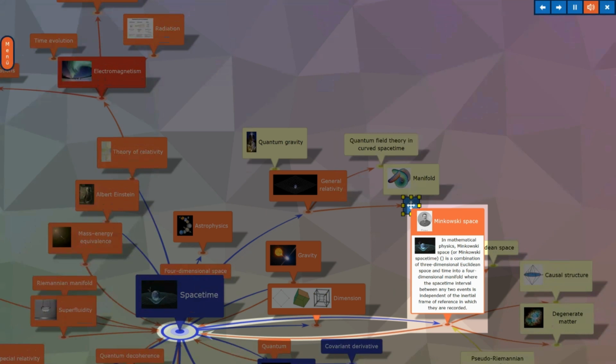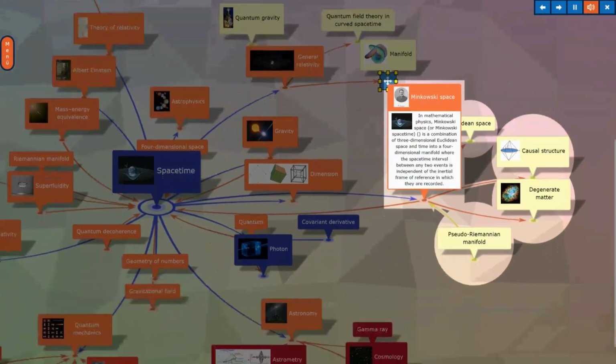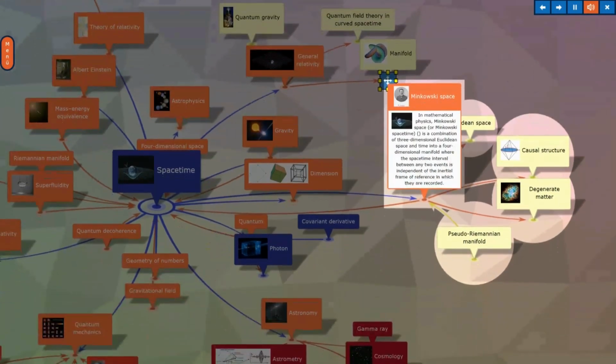Minkowski space. In mathematical physics, Minkowski space, or Minkowski spacetime, is a combination of three-dimensional Euclidean space and time into a four-dimensional manifold where the space-time interval between any two events is independent of the inertial frame of reference in which they are recorded. The topic Minkowski space in overview.